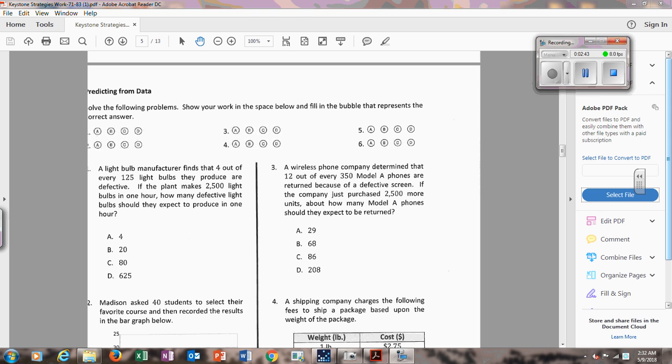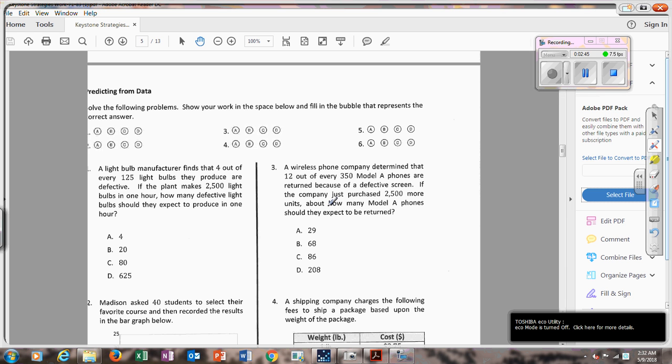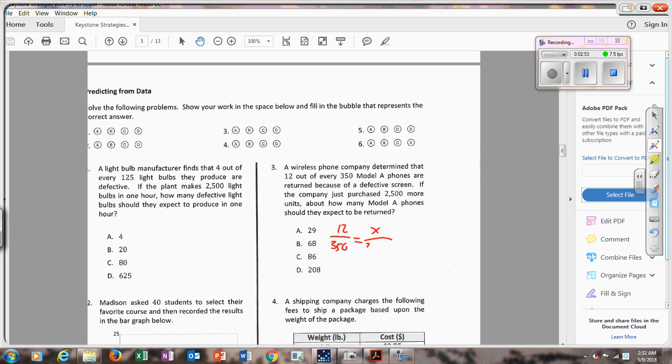Number three, a wireless phone company determined that 12 out of every 350, ratio again, set up into a proportion. You can more or less guess it. Okay, so now I'm just going to get out a calculator. Do 2,500 times 12 and then divide by 350. Gives you 85.7, and so they should expect 86 phones to be returned.